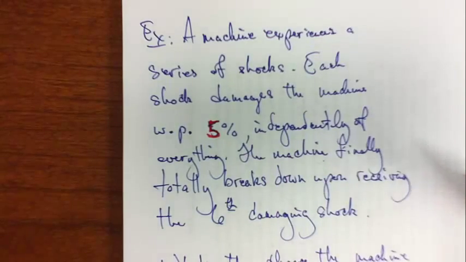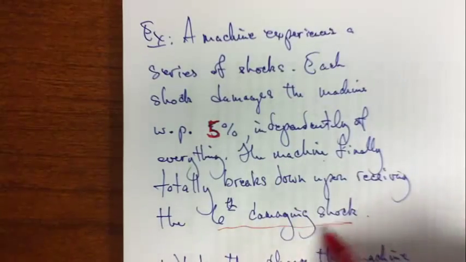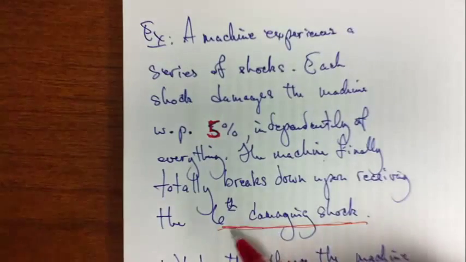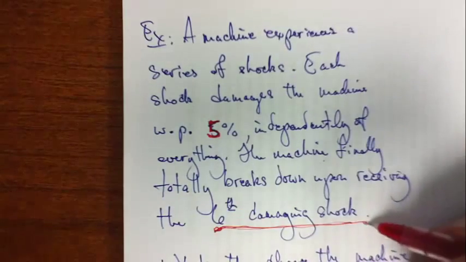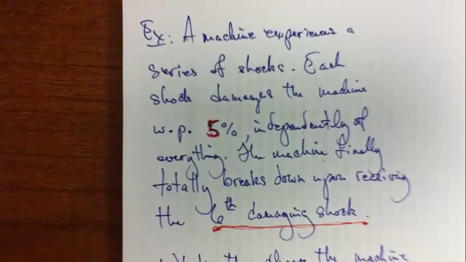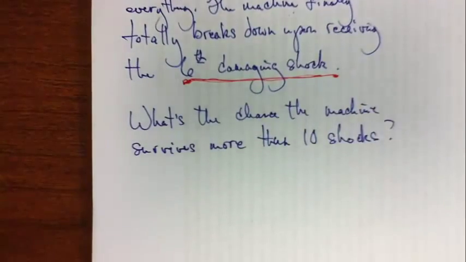The machine finally totally breaks down upon receiving the 6th damaging shock. So it may withstand 100 shocks, but it's going to finally just break down upon receiving the 6th bad or 6th damaging shock. So, what's the chance that the machine survives more than 10 shocks? Well, there's several ways to tackle this problem.